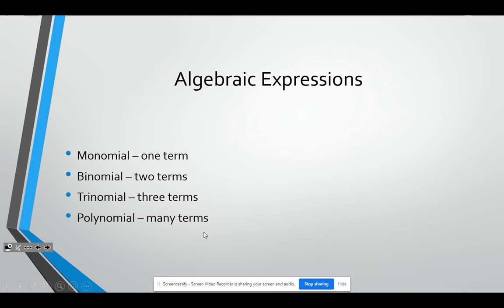For algebraic expressions, a one-termed algebraic expression is a monomial, 2 terms is a binomial, 3 terms is a trinomial, and anything above that we just call a polynomial.